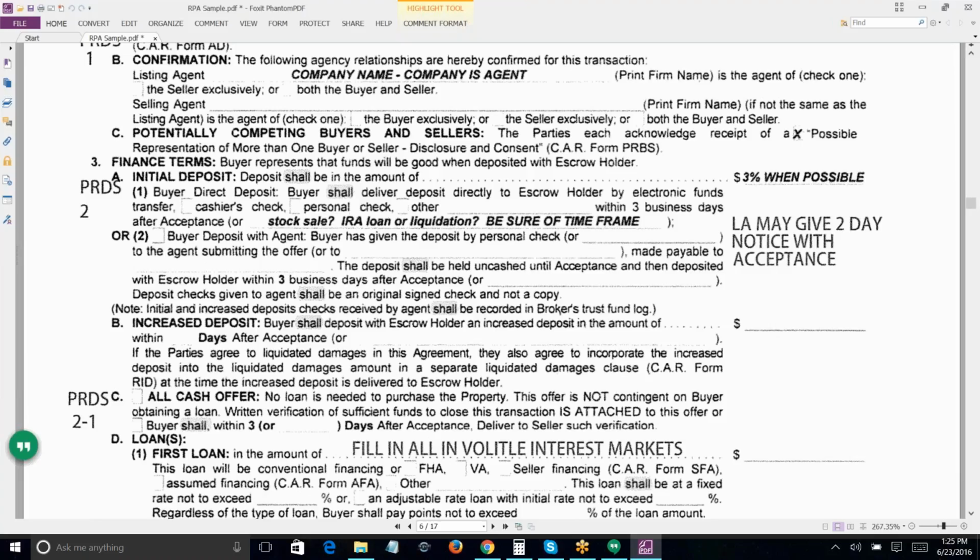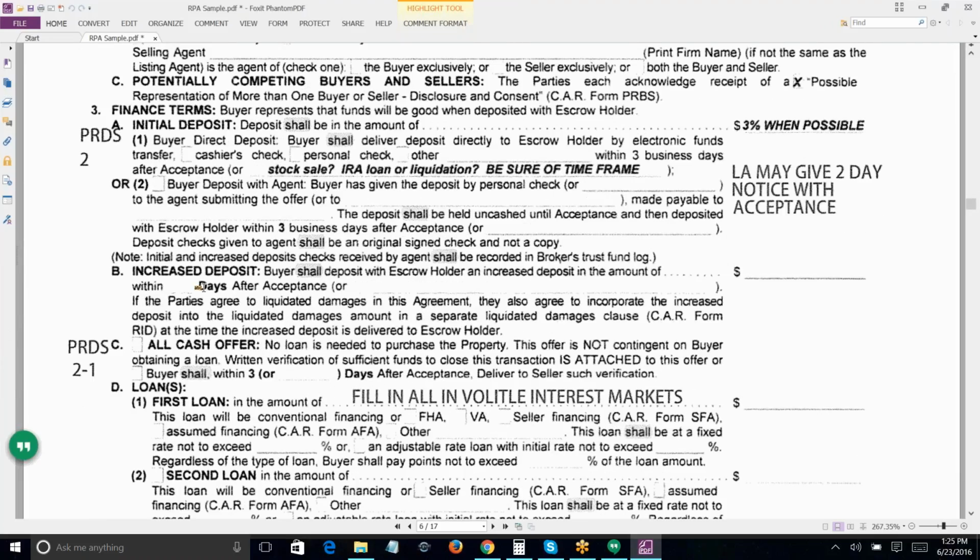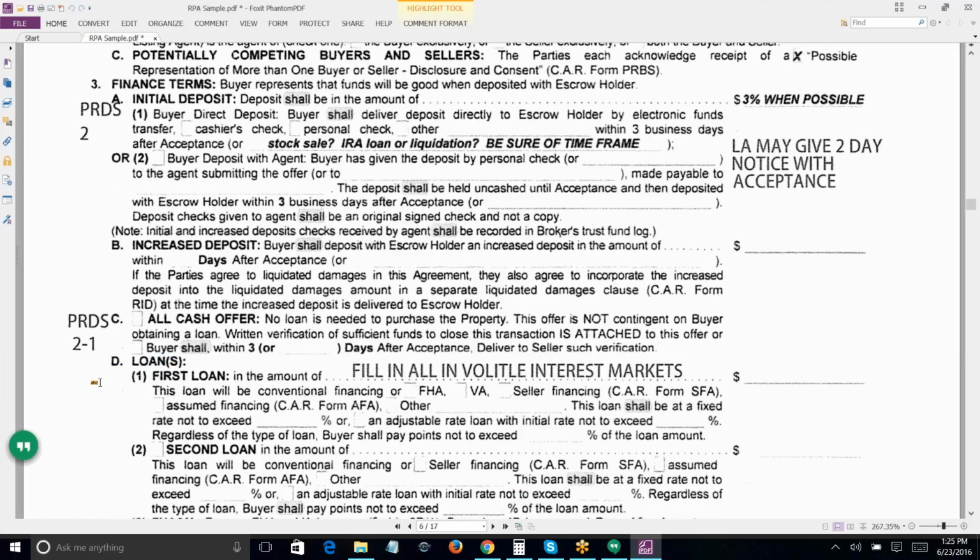What else? Shall. I marked a bunch, there's a whole bunch of shalls marked. When it comes down to loans, let's just talk about that. You shouldn't be doing an increased deposit. Notice it says fill in all in volatile interest markets. First of all, if you're not having a loan contingency, it doesn't matter that you fill this out. You would fill this out if you have a loan contingency.